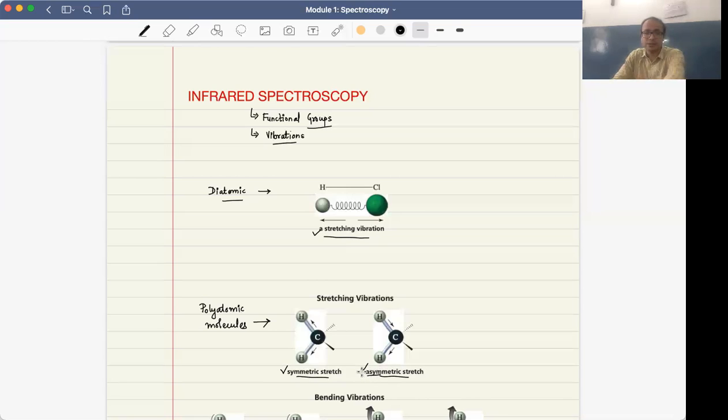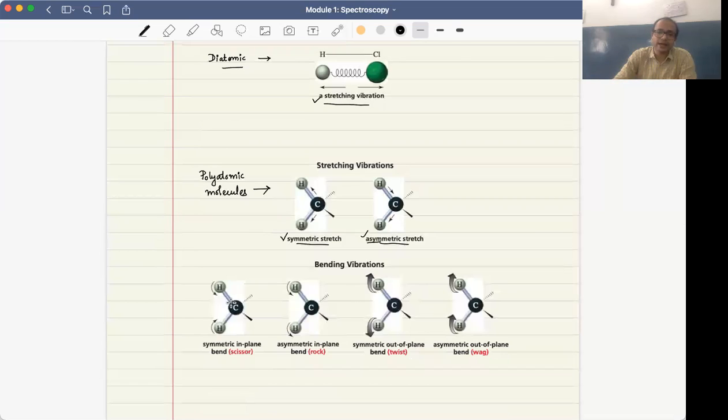Now in a polyatomic molecule, because of the presence of more than one bond, there can be a bond angle between the two consecutive bonds. Due to the presence of this bond angle, we can have another set of vibrations, which are called the bending vibrations. So let me write that for you. Bending.